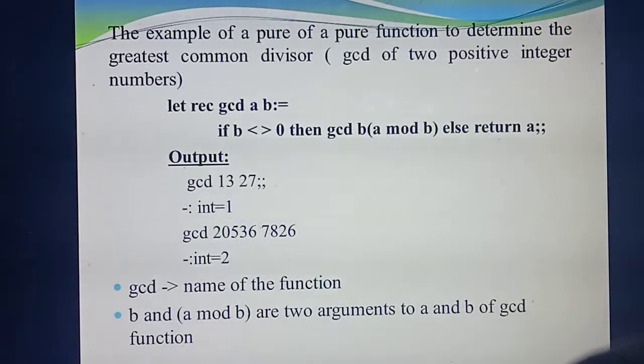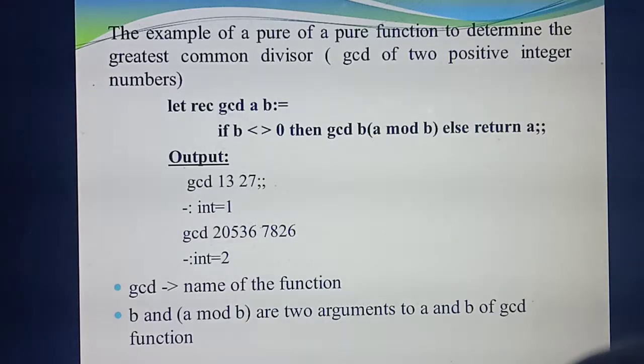This is the example program to determine pure function. Here you are going to find the GCD of two positive numbers. What do you mean by GCD? In lower classes you might have studied GCD, greatest common divisor, isn't it? Using a recursive function you are going to write. This is not important, just read it one time. Which kind of function is this? Recursive function. Why? Recursive function means the keyword REC will be there.